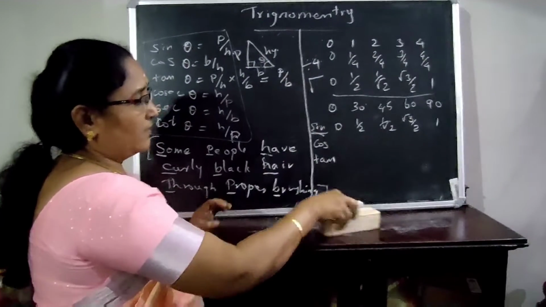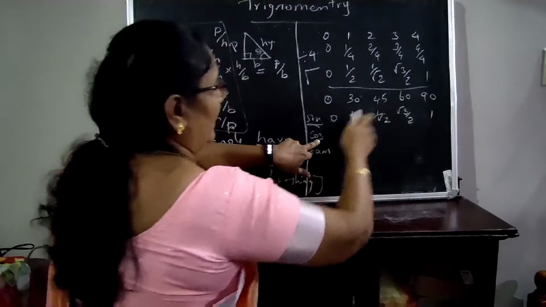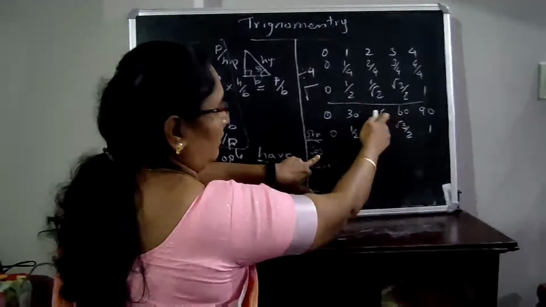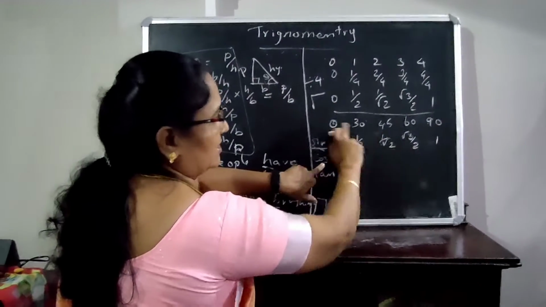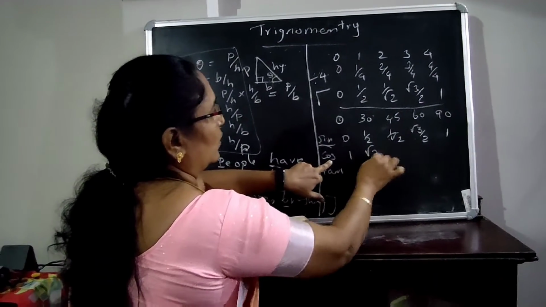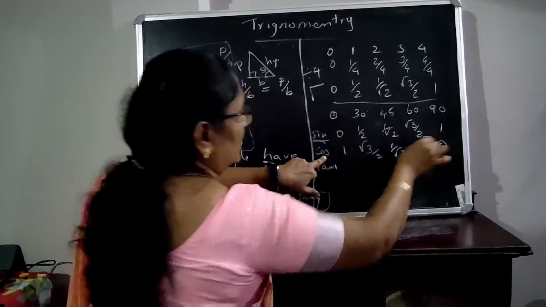Then for cos, simply take the reverse order. The 90 value becomes the cos 0 value, the 60 value becomes the 30 value, and so on. So cos values are 1, root 3 by 2, 1 by root 2, 1 by 2, 0.